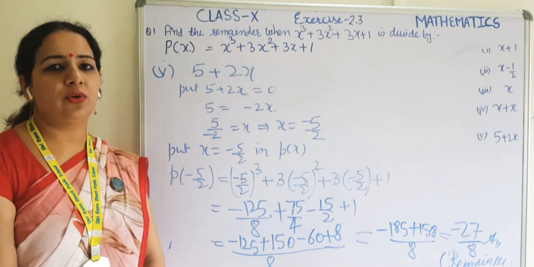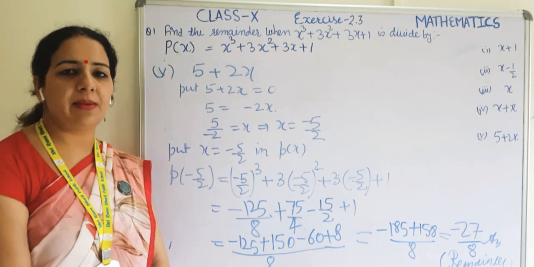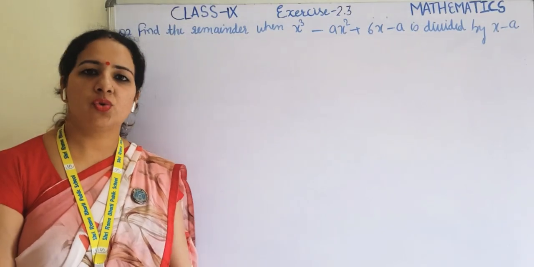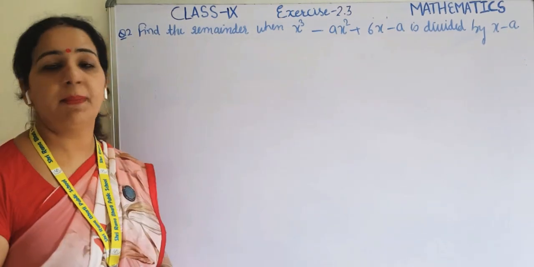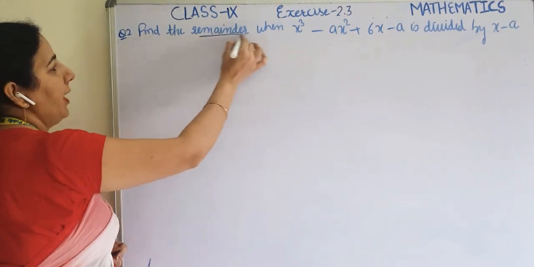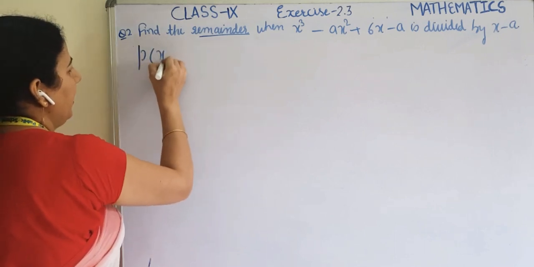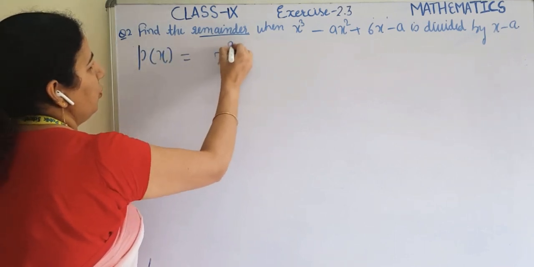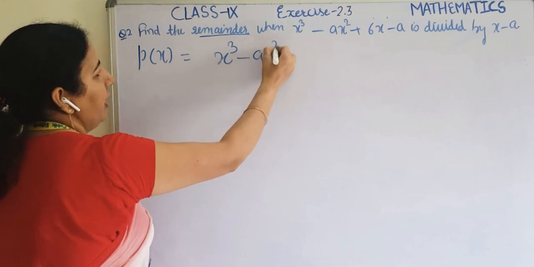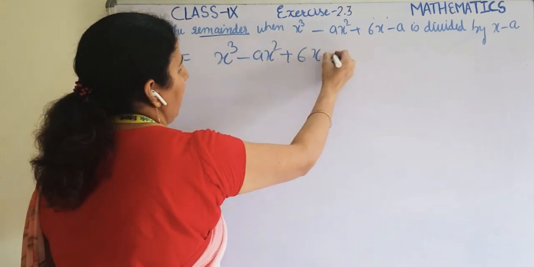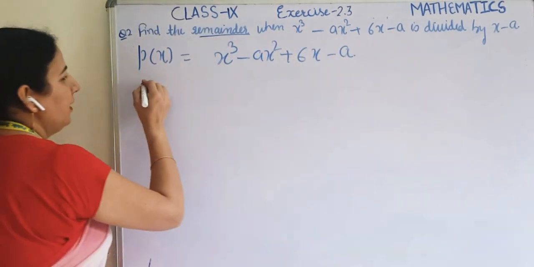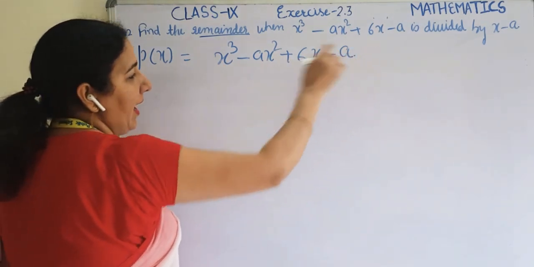So here I am going to start question number 2 of the same exercise. So students, here I have written question number 2. Find the remainder. Again the question is related to remainder and they have given the polynomial p(x) = x cube minus a x square plus 6x minus a. And we have to divide it by x minus a.